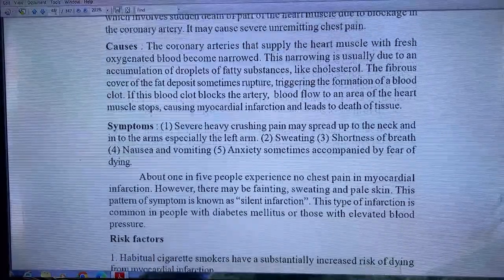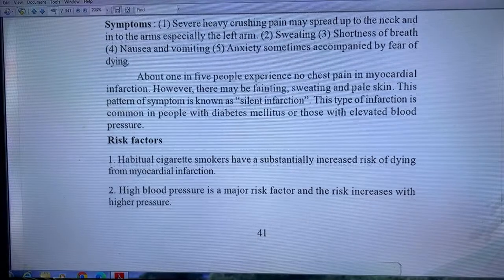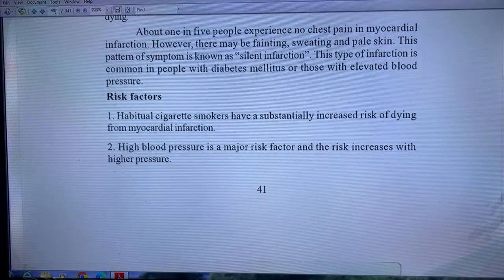About 1 in 5 people experience no chest pain in myocardial infarction. However, there may be fainting, sweating, and pale skin. This pattern of symptoms is known as silent infarction. This type of infarction is common in people with diabetes mellitus or those with elevated blood pressure.